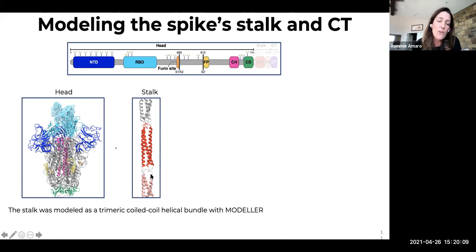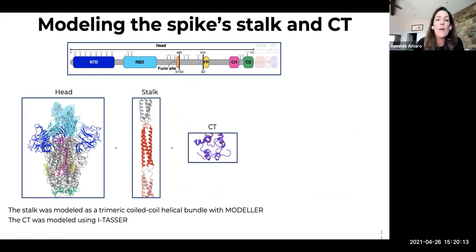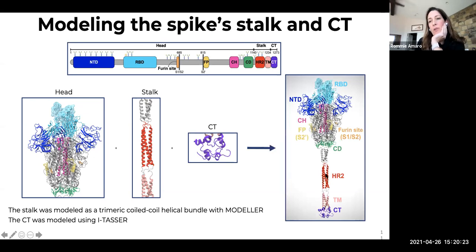And this is a relatively simple trimeric coiled-coil helical bundle. We used Modeller to make that also. And then there's this bit that sticks down inside of the virus that's called the cytoplasmic tail, or the intravirion domain. And we modeled that also. And so this is what our full end-to-end structure looks like, with all of the bits actually built in.